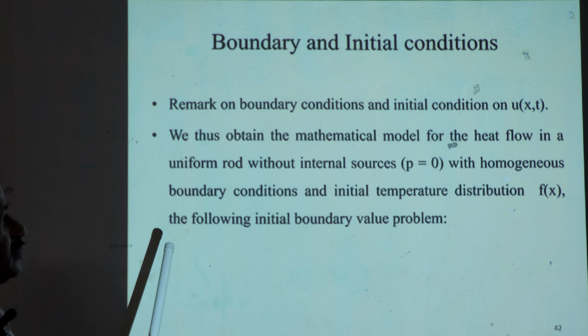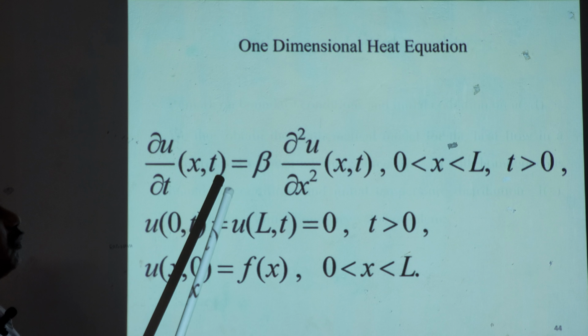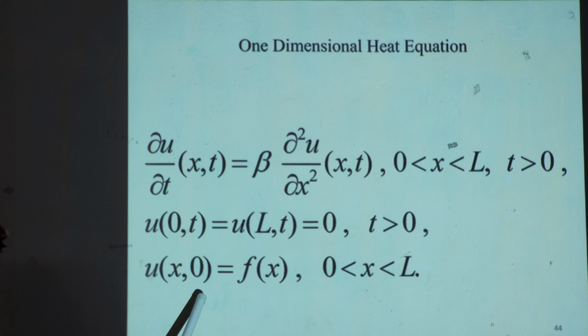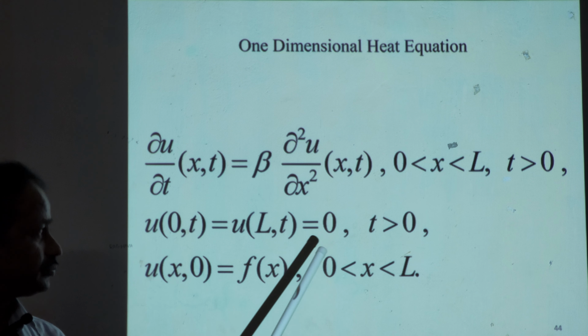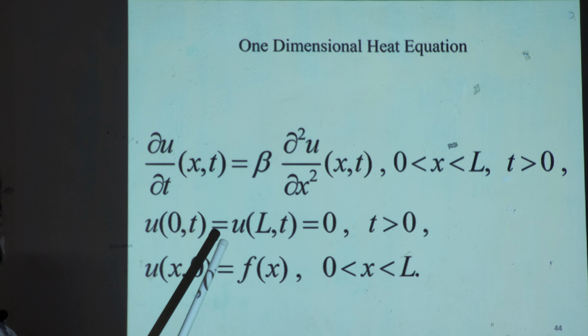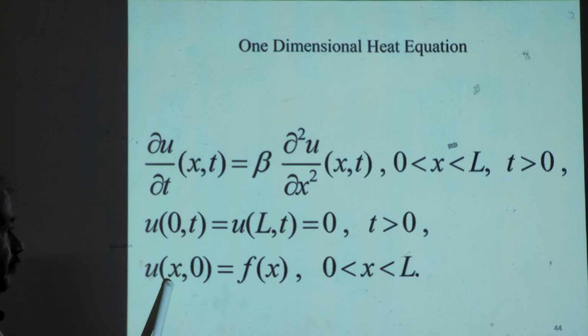What are the boundary conditions? Boundary conditions are given by this slide. We have u of x comma t, so x is 0: u of 0 comma t is equal to u of L comma t, which is equal to 0. Here x equals 0, here x equals L. L is the length of the slab. And you have u of x comma 0, where t equals 0, which is equal to f of x.